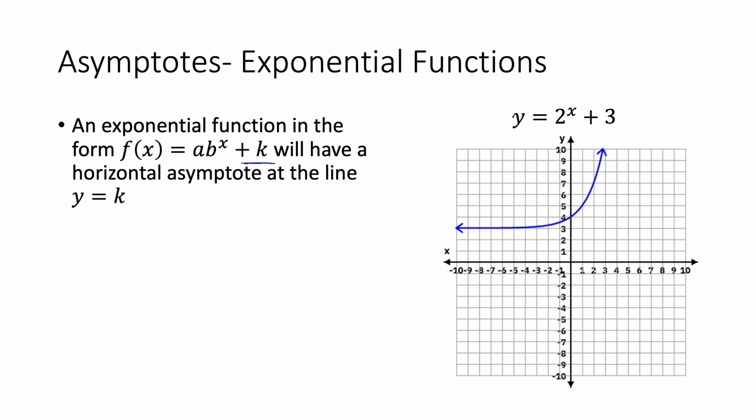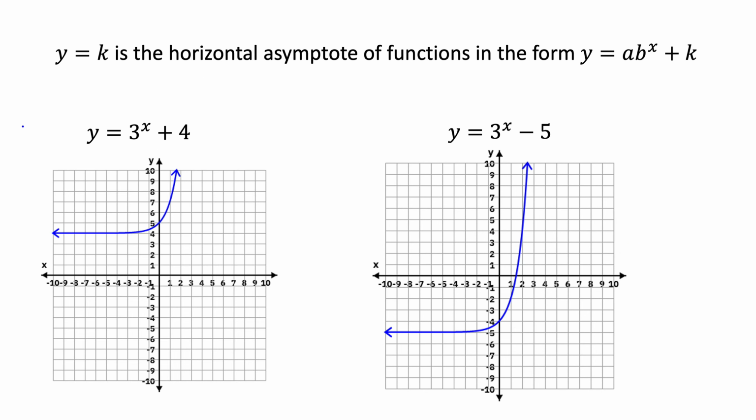For example, y equals 2 to the x plus 3 is going to have a horizontal asymptote at y equals 3. Notice that that's what the graph is telling us. This graph gets really close to y equals 3, but it doesn't actually intersect or cross that line. It doesn't matter if we have different forms. If we have 3 to the x plus 4, that's going to have an asymptote at y equals 4. If it's 3 to the x minus 5, it's going to have an asymptote at y equals negative 5.